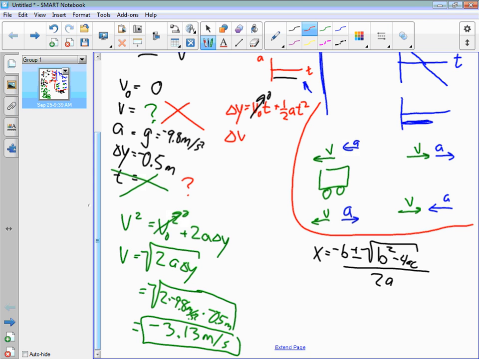So, delta y equals 1/2 at squared. Can I solve for t now? What would you do? Divide delta y by 2. Oh, multiply. Okay, so 2 times delta y over a equals t squared, right? Square root both sides. Okay, now plug in.